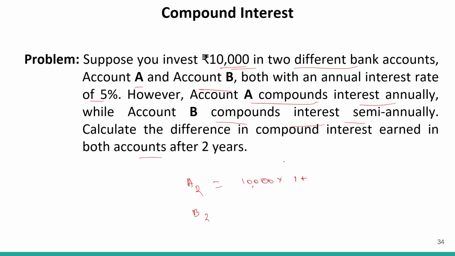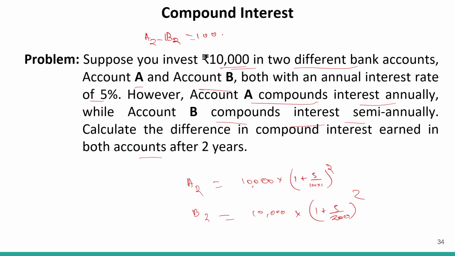So for both it is 5, right? So A2 will be 5 by 100 into 1 whole power 2, and B2 will be 10,000 into 1 plus 5 by 200 whole power 2. So the difference between them is A2 minus B2. Let's try to calculate.